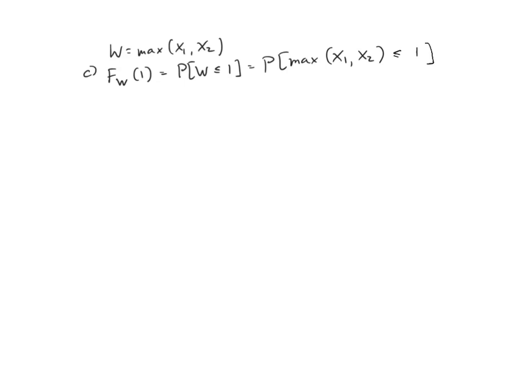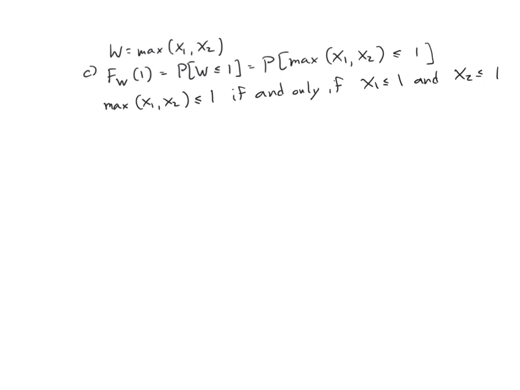And now here comes the big leap, which if you understand it, all of these problems with the maximum become really simple. And the big insight is that the max of x1 and x2 is less than or equal to 1 if and only if, and I'm writing this out just to be excruciatingly obvious, x1 is less than or equal to 1 and x2 is less than or equal to 1.